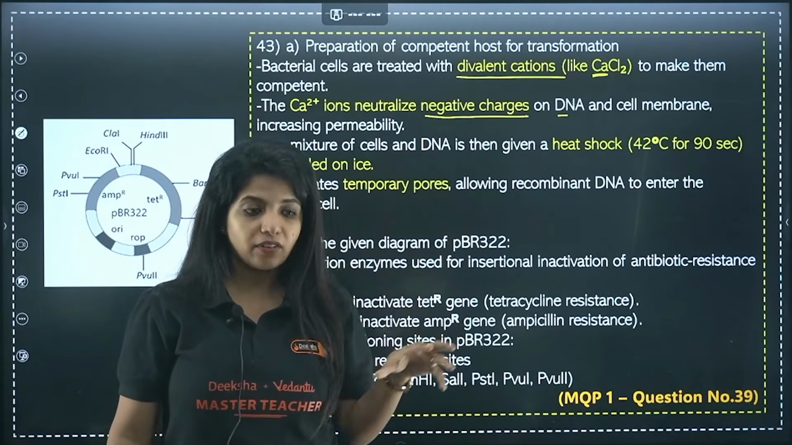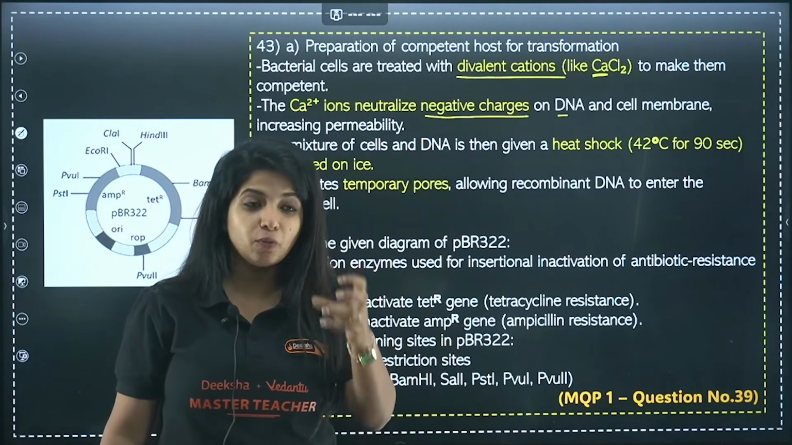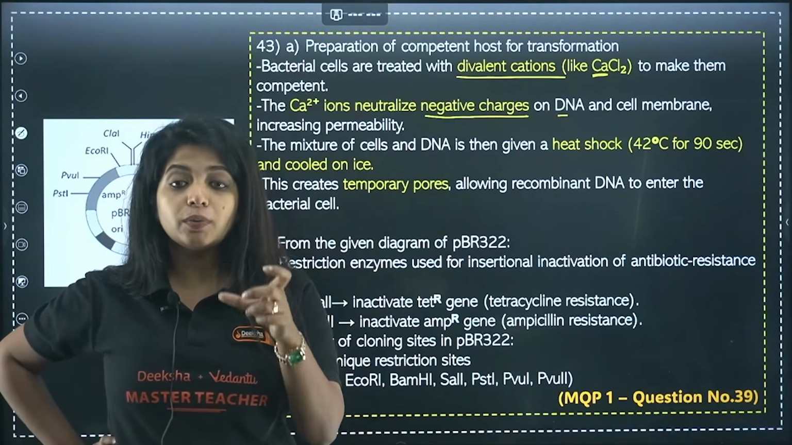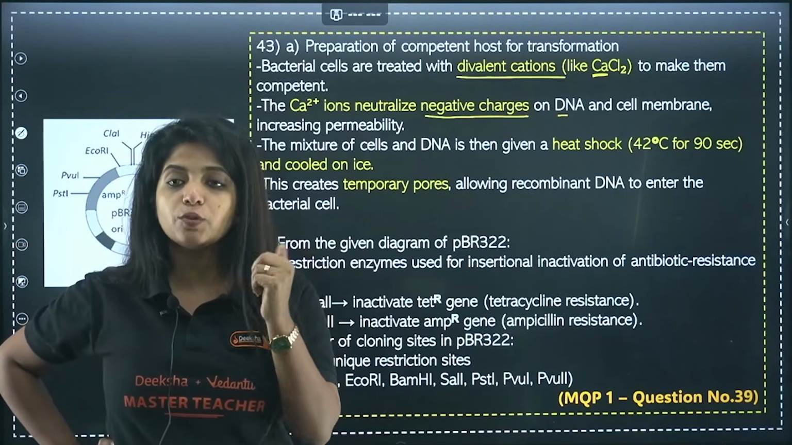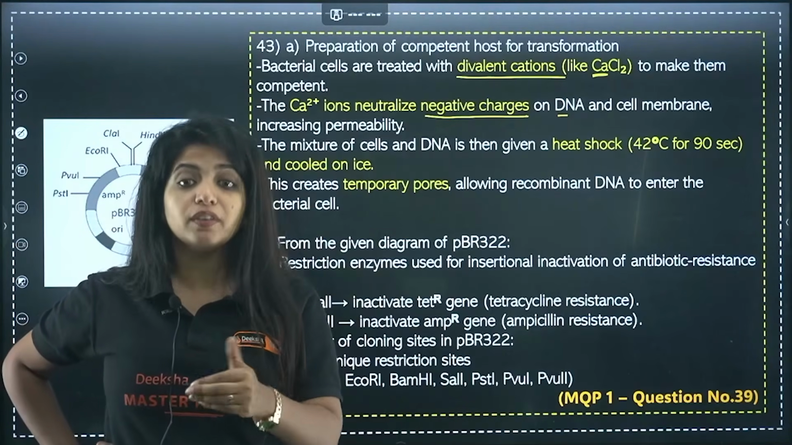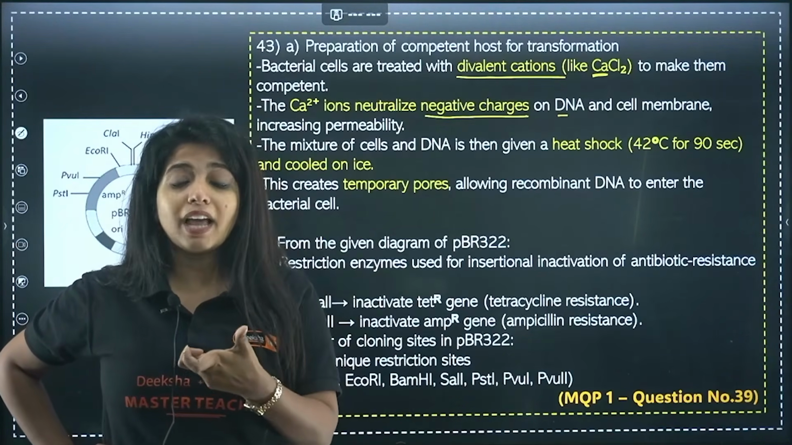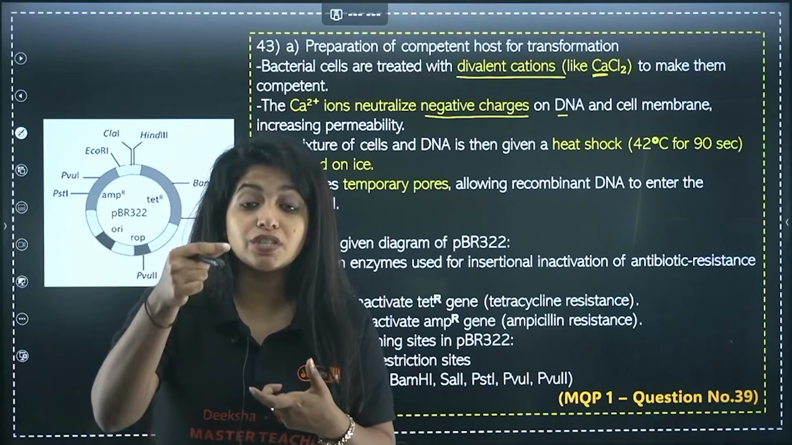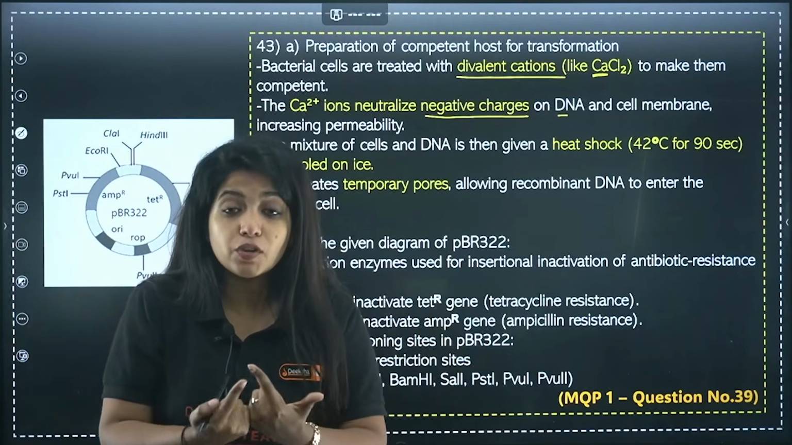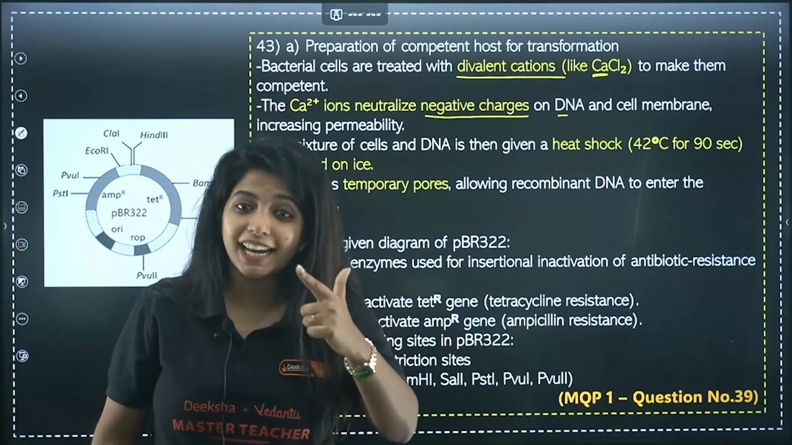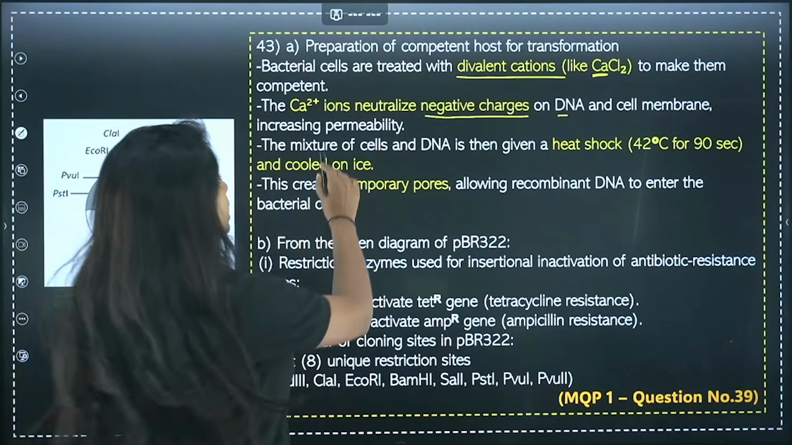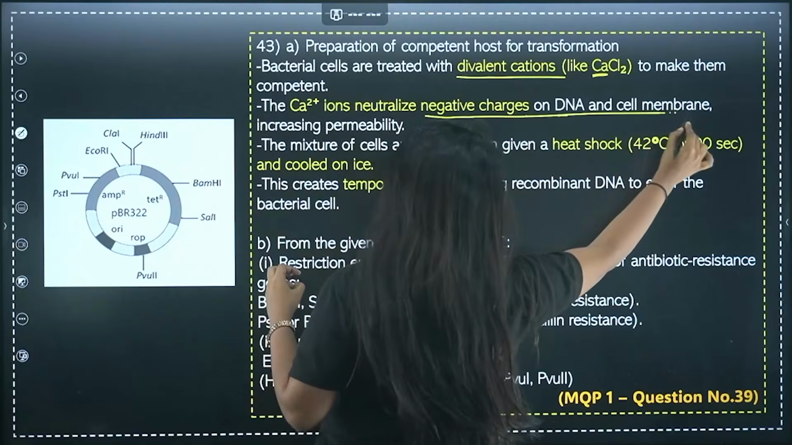So for example, I have a cell, I want to make sure that cell takes up the genetic material. I will make sure it is being treated with calcium Ca2+. Why? Because I want to neutralize the cell membrane. Our cell membrane is not neutral. We want to neutralize it. Otherwise, what will happen, my dear children? The DNA which is negatively charged, it won't enter. And not just that, we have to neutralize the cell membrane and also the DNA which is actually negatively charged, so that things can be easily taken up. So Ca2+ ion neutralizes negative charges on the DNA and the cell membrane.